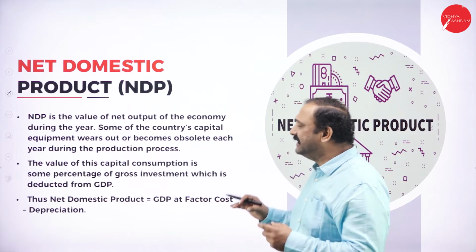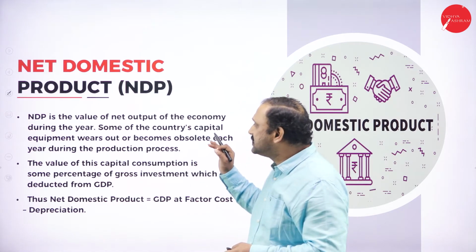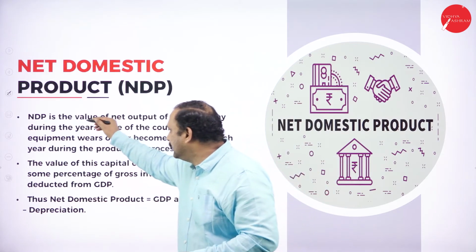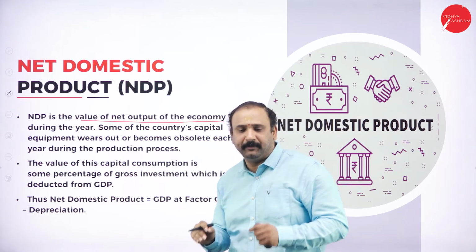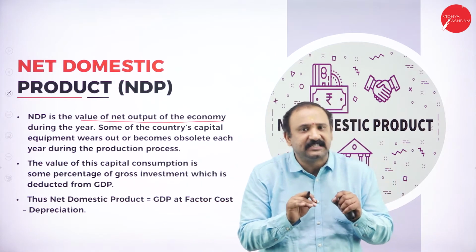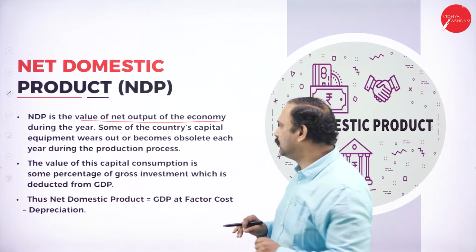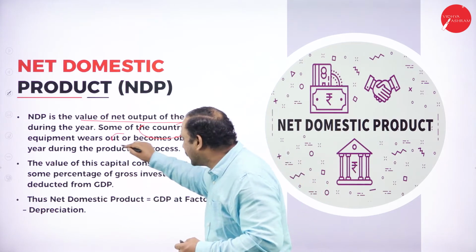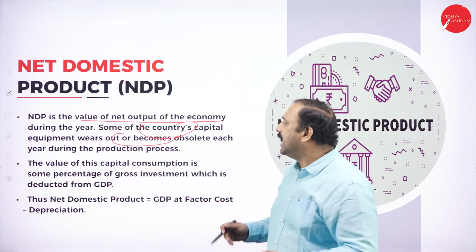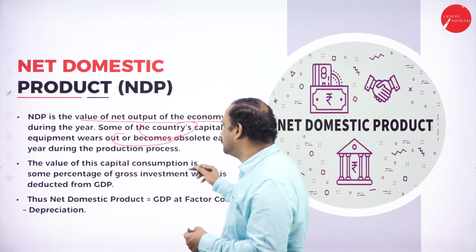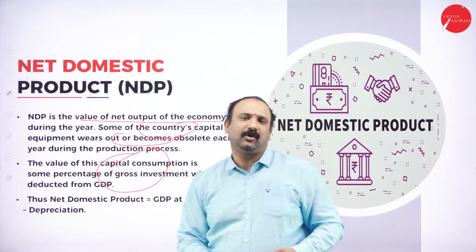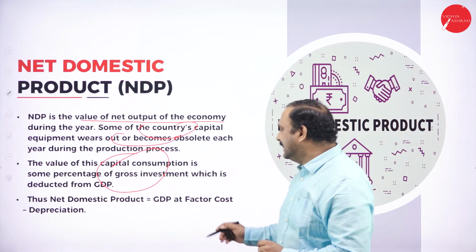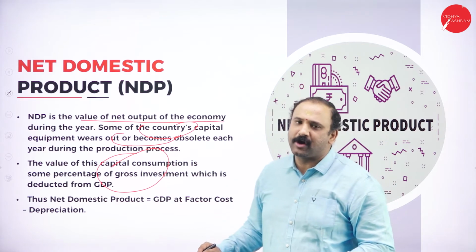Now, the next thing is the NDP, the net domestic product. Net domestic product is the value of the net output of the economy during the year. So very, very clear for all of us. This is what we mean by the value of the output of the economy. Some of the country's capital equipment wears and tears out because of obsolescence during the production process. The value of this capital consumption is some percentage of the gross investment, which is deducted from the GDP. So coming to the formula, net domestic product is GDP at factor cost minus depreciation.